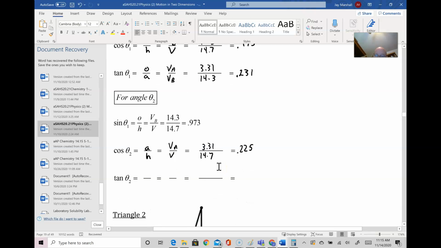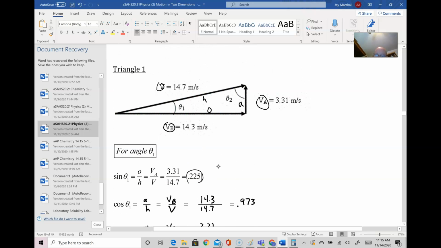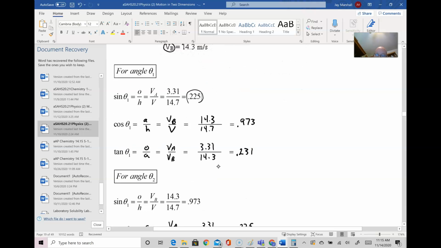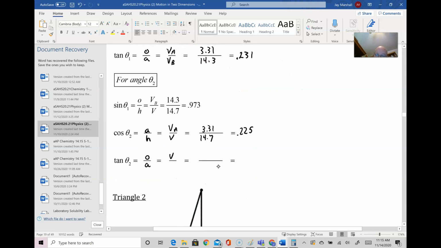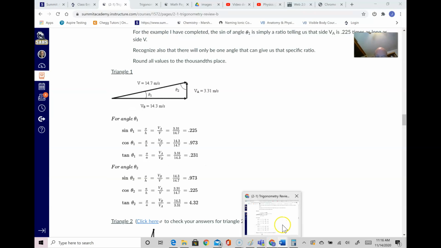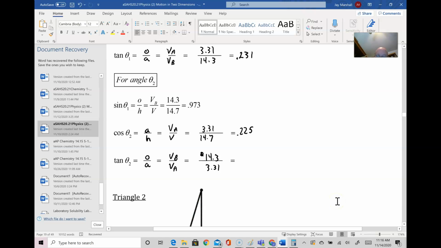Okay, and then for the tangent, opposite over adjacent, I go back up here. Here's my opposite side, that's VB, right? That's VB, and my adjacent is VA. So now it's going to be VB over VA, and VB was 14.3, and VA was 3.31. And if I do that, I find out that that value is 4.32.